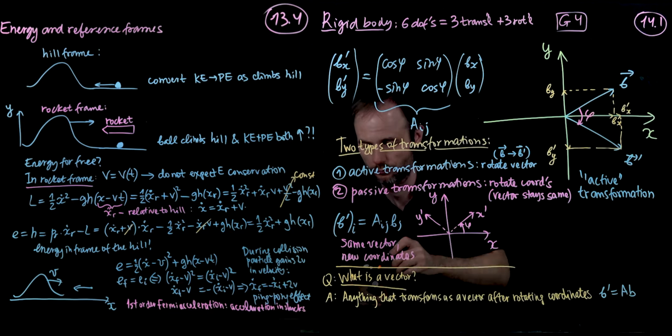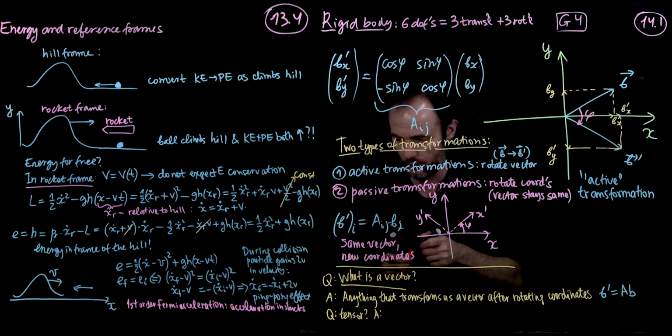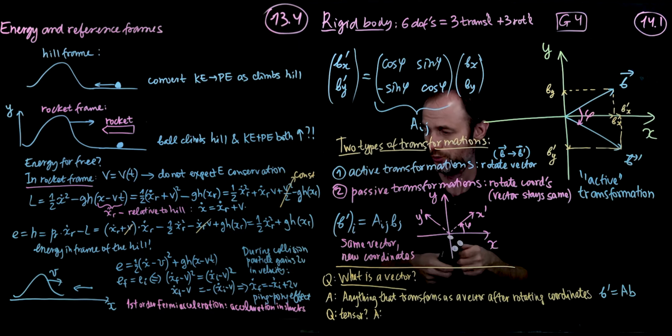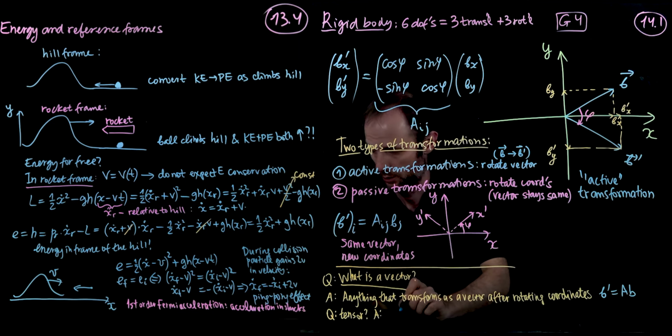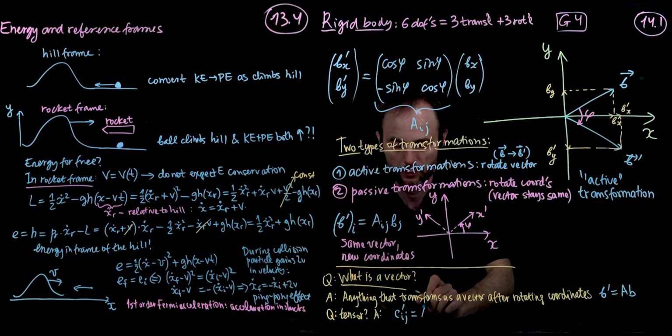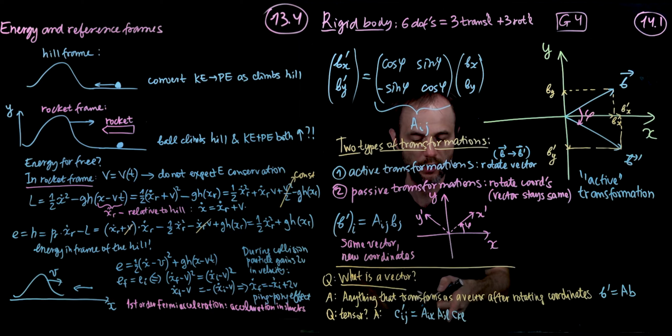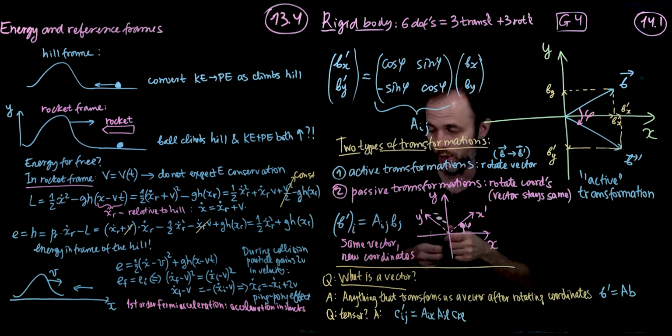What is a tensor? Answer, something that transforms like this. Cij prime is going to be equal to Aik times Ajl times Ckl. So you see that there is one rotational matrix per each of the tensor index. So if each of the indexes of the tensor transforms as a vector, then we have gotten a tensor.